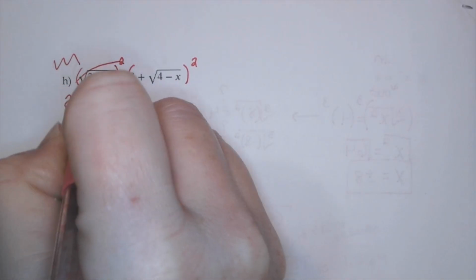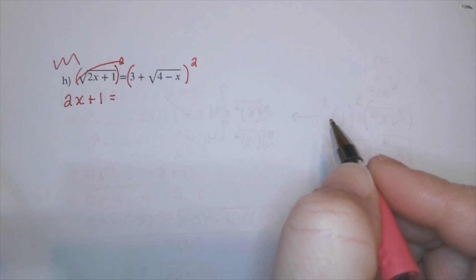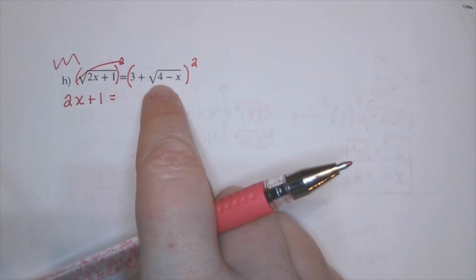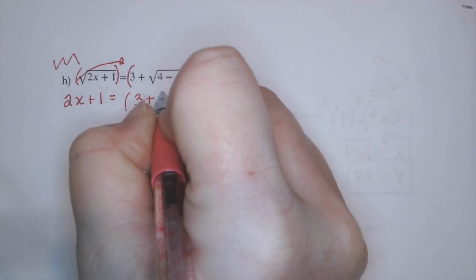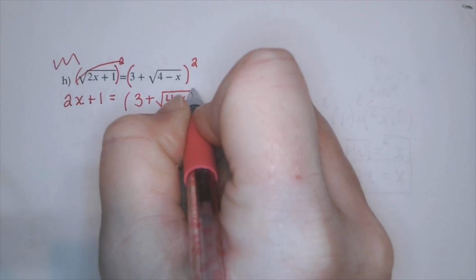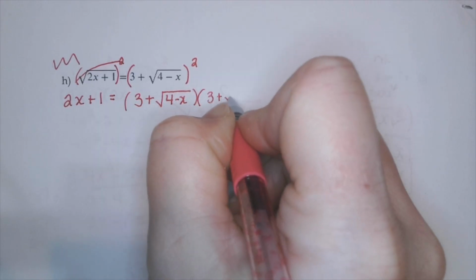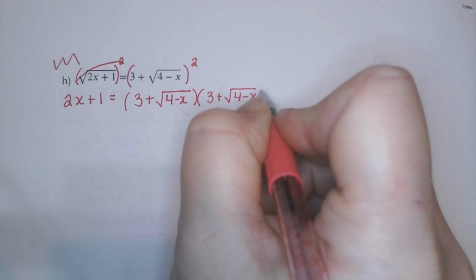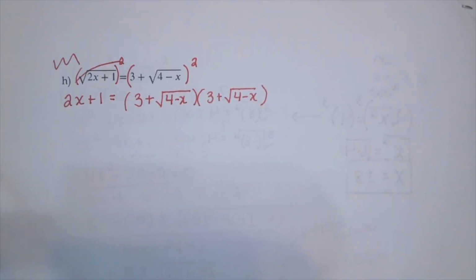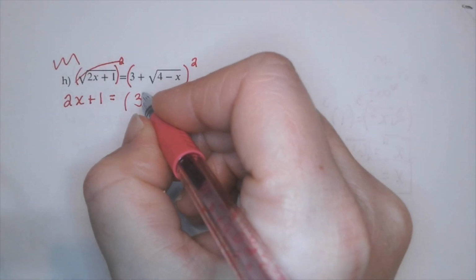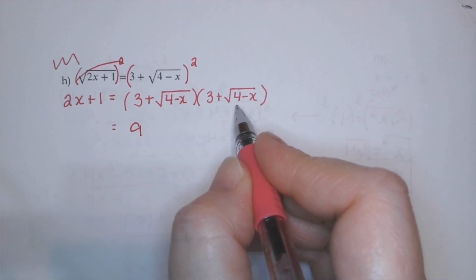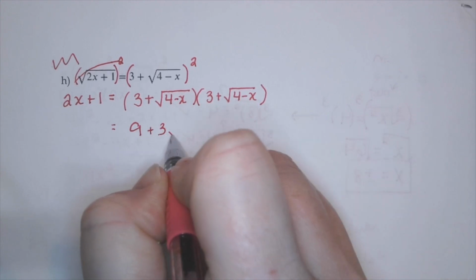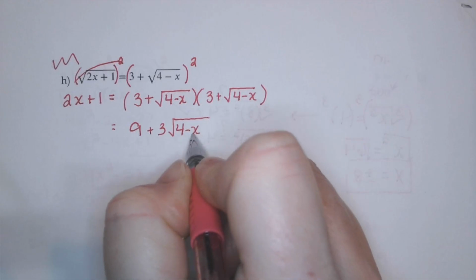So I have 2x plus 1 equal to, and then I know that this part on the right hand side is going to be multiplying it by itself twice. So I'll have 3 plus the square root of 4 minus x times 3 plus the square root of 4 minus x. We will have to distribute. So we're going to do that. I know that 3 times 3, of course, gives us 9. Then I'll have 3 times the square root of 4 minus x, so plus 3 times the square root of 4 minus x.